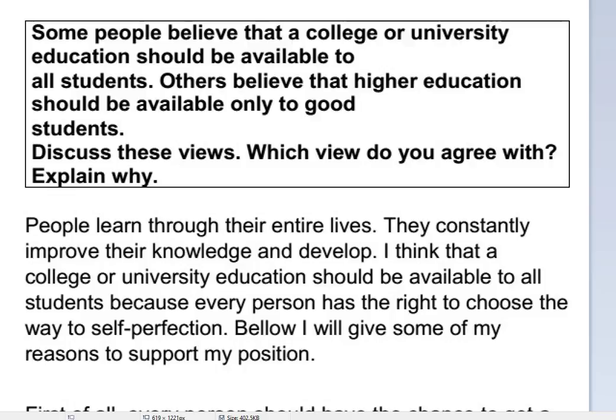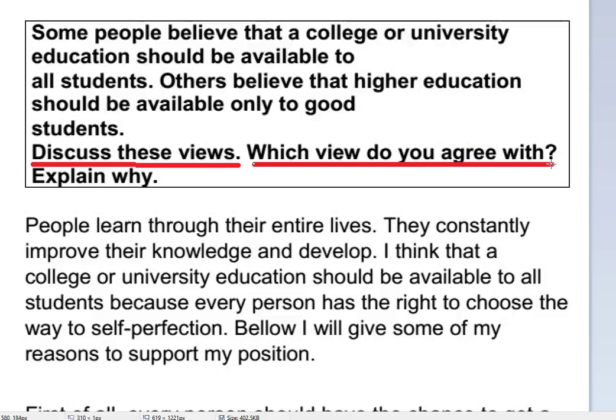Okay, so here's the third script I'm going to be looking at. Some people believe that a college or university education should be available to all students. Others believe that higher education should be available only to good students. Discuss these views. Okay, so this is quite important. Discuss these views. Which view do you agree with?